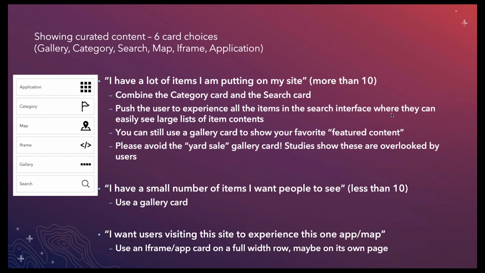You can still use a gallery card if you want to show your favorite featured content, but in general, avoid making a gallery card with more than 10 items, because it just ends up looking like a kind of yard sale of content, and it's very easy to overlook for most users. If you have a small number of items that you want people to see, then the gallery card is a great thing to use. Or if you have users visiting the site and you just want them to experience one application or map, then the iframe or the app card on a full width row is a great way to go. And you might even want to use its own page depending on the experience you're going for.